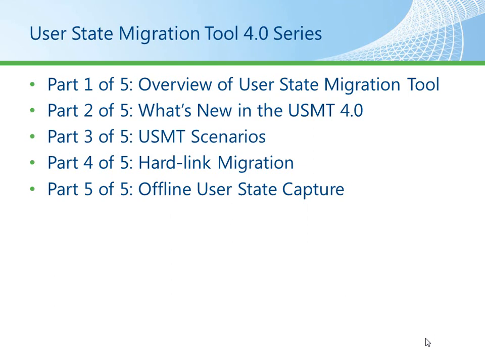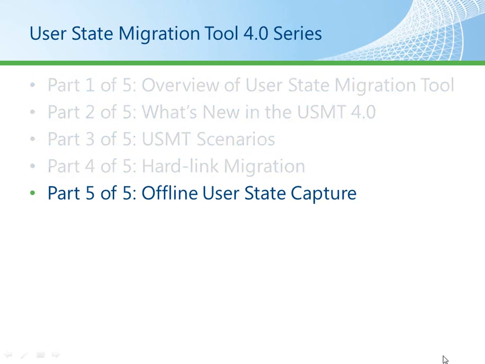The User State Migration Tool 4.0 series that we're doing here is split up into 5 parts. Part 1 is the overview of the User State Migration Tool itself. Part 2 is we'll take a look at what's new in the USMT 4.0. Part 3 is the USMT scenarios. Part 4 is the hard link migration. And then finally on Part 5, we'll take a look at using the USMT for doing offline user state capture. And today we're going to be finishing off with Part 5, taking a look at the offline user state capture.